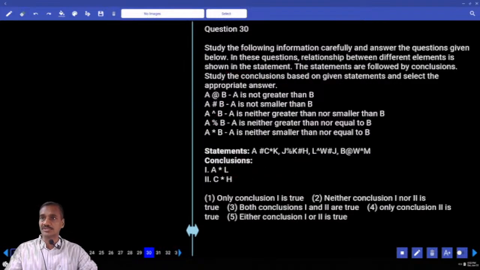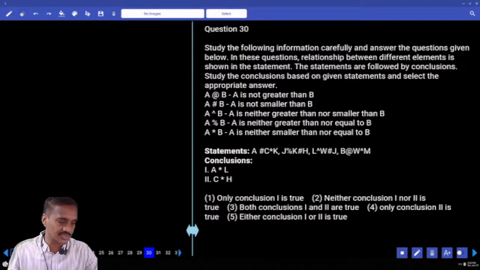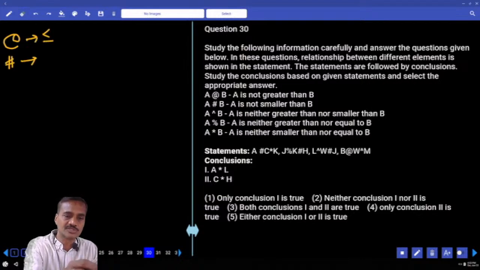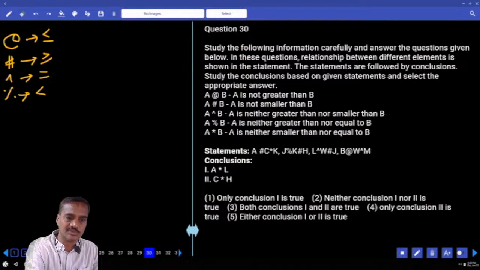Now in this question number 30 onwards, 31, 32, 33 and 32, these 3 questions are based on inequalities. My symbol, at the rate of, stands for not greater than. Not greater than means lesser than or equal to. Hash stands for not smaller than, means greater than or equal to. And this power stands for neither greater nor smaller, equal to. And percentage stands for neither greater nor equal. That means it must be lesser than. And star stands for neither smaller nor equal, greater than.